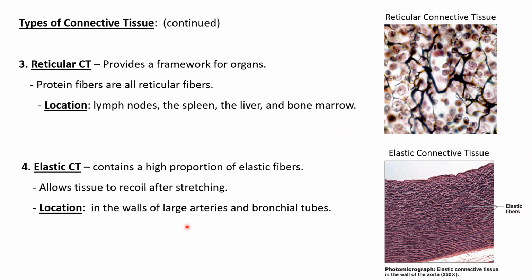So the walls of the large arteries, like the aorta, and also the bronchial tube. The aorta is going to suddenly get a big surge of blood from the heart every time the heart beats. And it's going to have to stretch out to receive that big bunch of blood, and then it's going to have to recoil. So you'll see a lot of elastin fibers or elastic fibers in there. And they always stain black using whatever stain they're using. They look like wiggly black fibers.